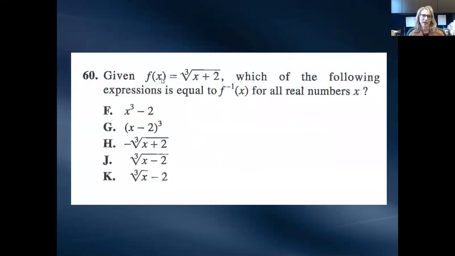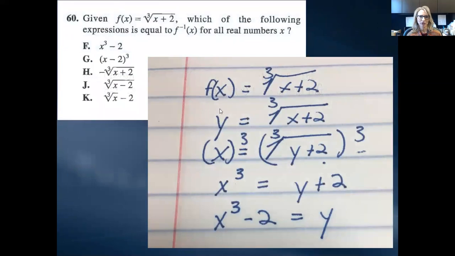So f of x equals the cube root of x plus 2. Which of the following expressions is equal to the inverse of f of x for all real numbers x? First of all, we're going to make f of x into y. So y equals the cube root of x plus 2. Then we're going to swap out our x's and y's. So we turn this into x, we turn this into y, and then we solve for y.